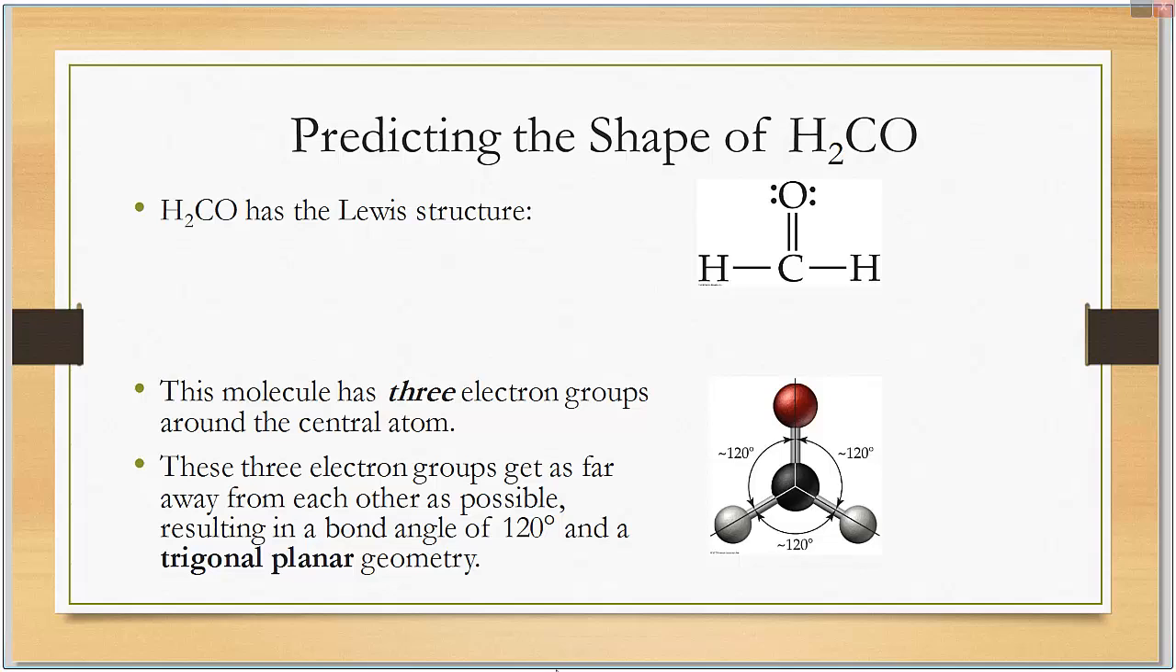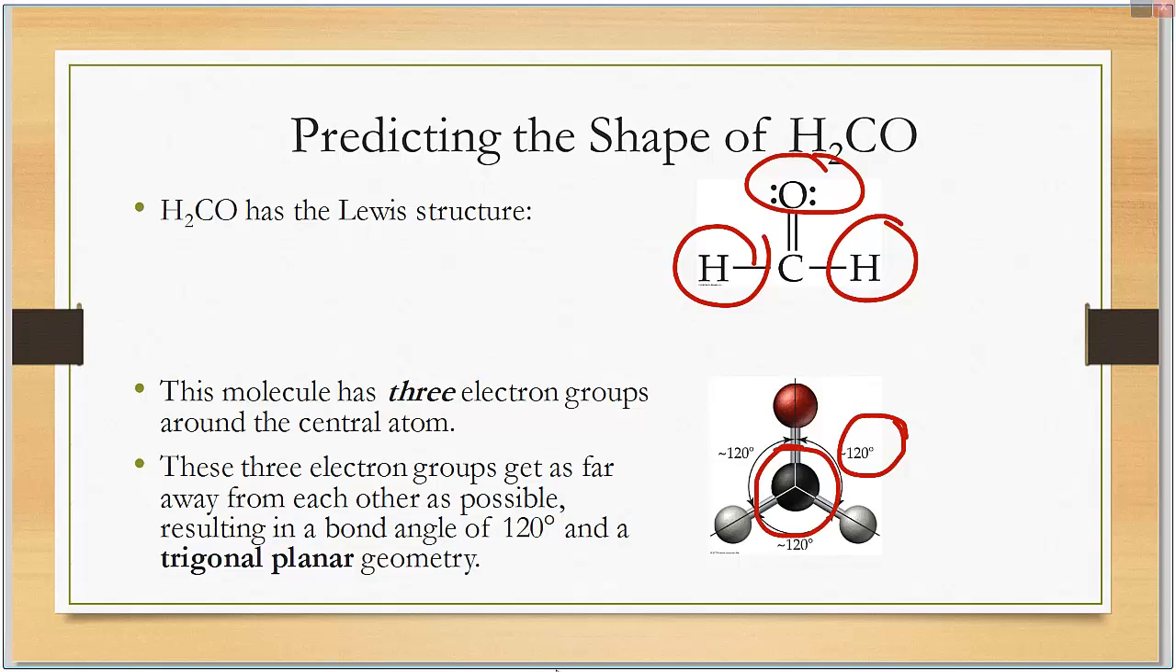Alright, so let's take a look at this one. We have 1, 2, 3 groups coming off that central atom. This molecule has 3 electron groups off the central atom. These electron groups get as far away from each other as possible once again, resulting in 120 degrees. If we divide all 360 degrees of a circle by 3, that's where we get 120. This is called trigonal planar geometry.